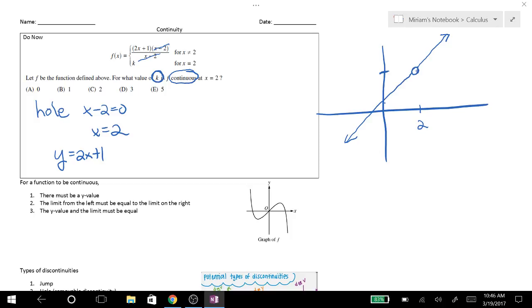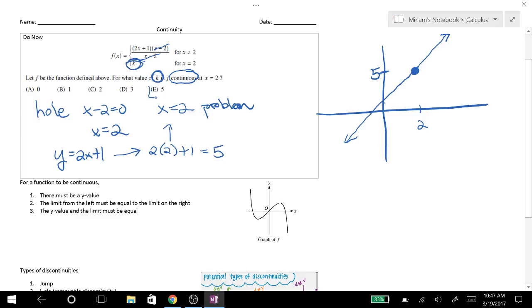Well, let's see. I have 2x plus 1. Now, if I plug in 2 here, 2 times 2 plus 1, I plugged in 2 because x equals 2. That's the problem, right? So 2 times 2 plus 1 is going to give me 5. That means my y value should be 5 so that I can just fill in this hole. Now, if I fill in that hole, do I have any more problems? No. Now, I've made the graph continuous. So k here has to be 5. That's the only way this graph will be continuous.